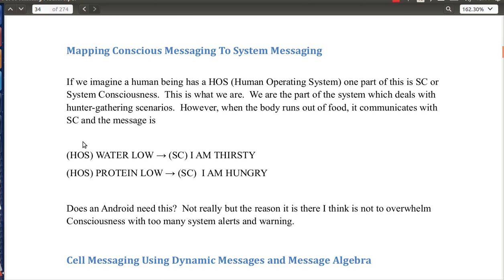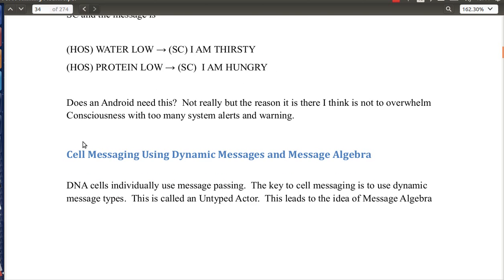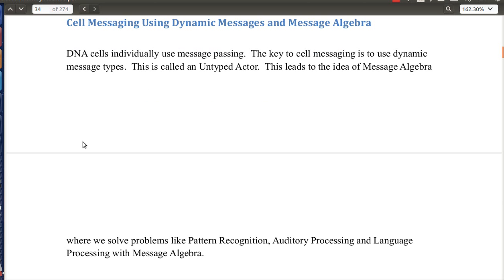So then you've got system conscious messaging to system messaging. So I talk about how, in this section, a person might feel thirsty, and how that message comes from your HOS. If you're not sure what HOS is, just look at the earlier overview where I described the terms, and then you get a HOS message saying water's low, and then you suddenly say to someone, "Oh, I'm thirsty." So there's the message passing that works there.